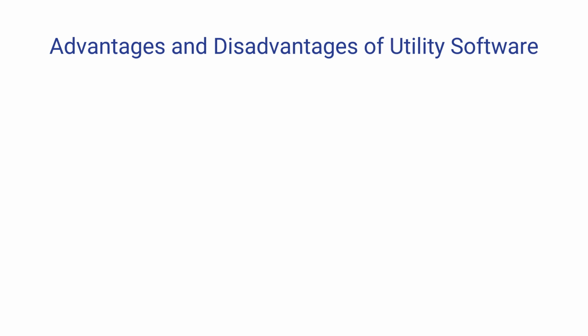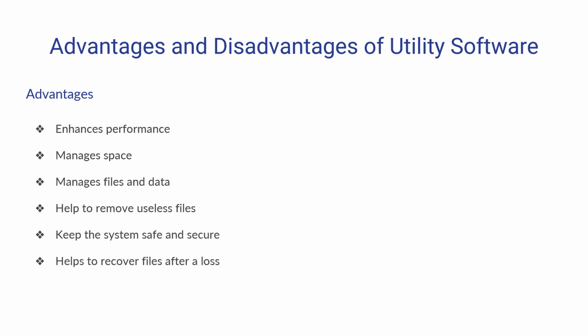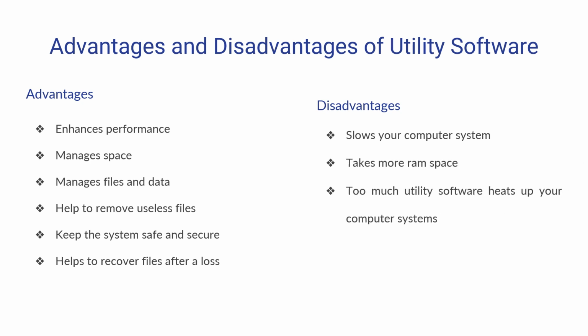Advantages and disadvantages of utility software. One advantage is it enhances performance. It also manages space. It manages files and data. It helps to remove useless files. Keeps the system safe and secure. Helps to recover files after a loss. Disadvantages. It slows down your computer system. It takes more RAM space, and too much utility software can overheat your computer system.